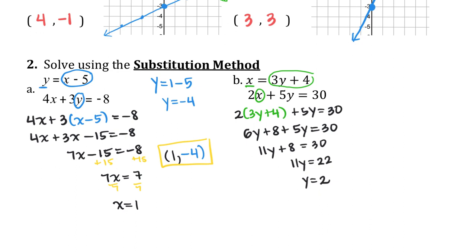So I can go back and plug in either of the first equations. I'm going to plug it in the first one. X equals 3y plus 4. For the y value, I just found out that it was 2. So x equals 3 times 2. 6 plus 4, so x is 10. And then I'm going to write my answer as an ordered pair. So x is 10, y is 2.